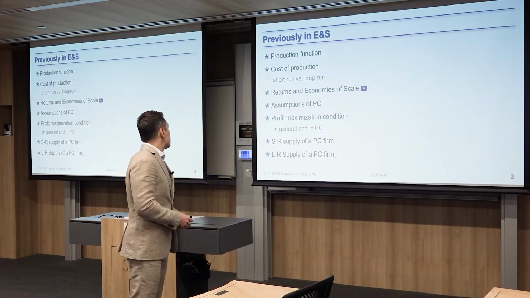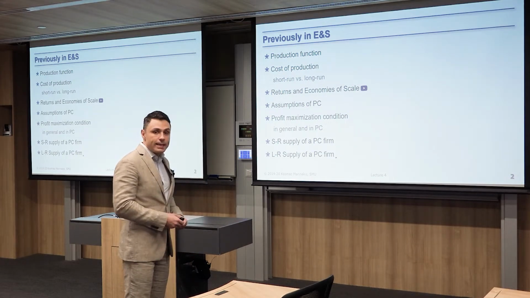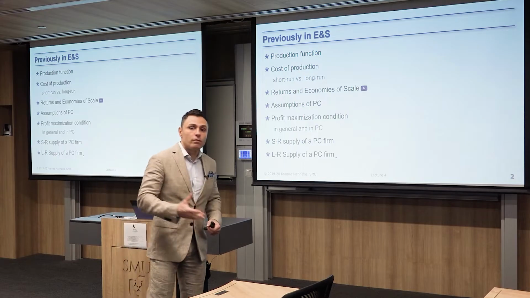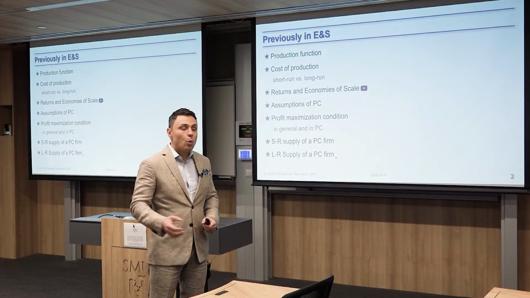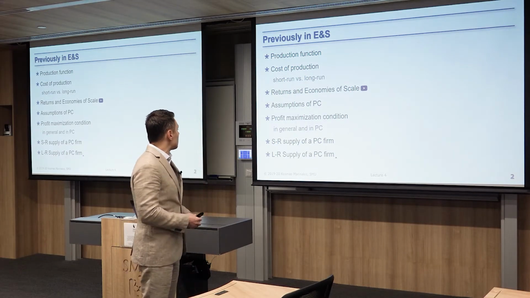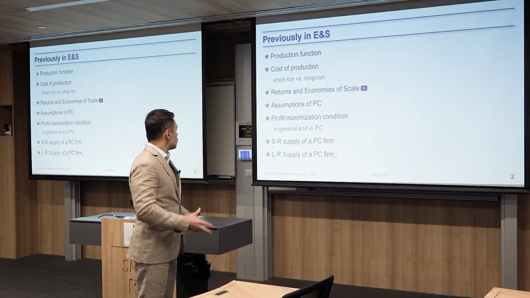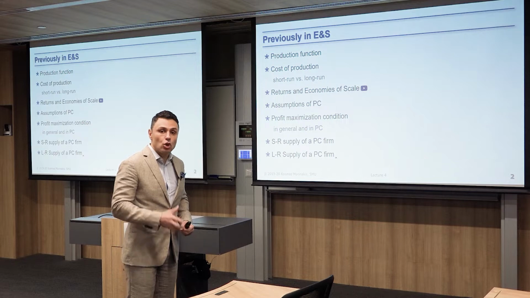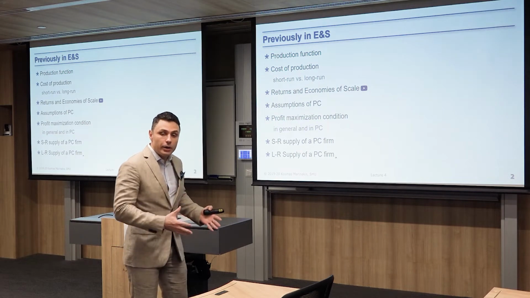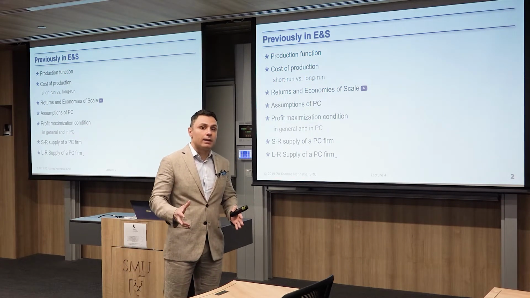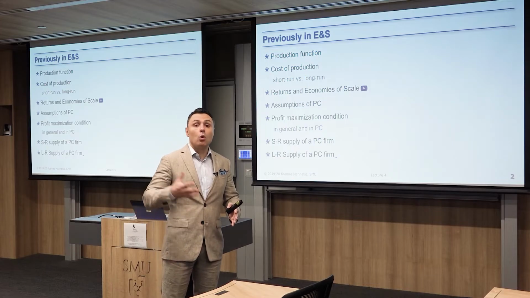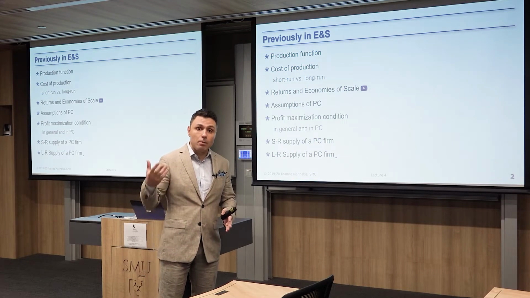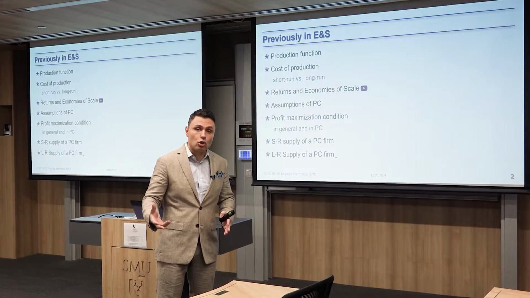Then we had a video about returns and economies of scale. We saw how each of these two works and what their differences are. We talked about perfect competition and set up the assumptions. We said what the profit maximization condition is in general, independently of market structure, and we are going to use the same condition even today in monopoly.